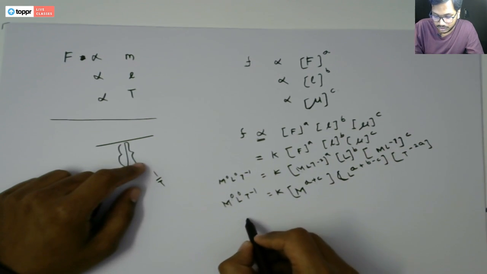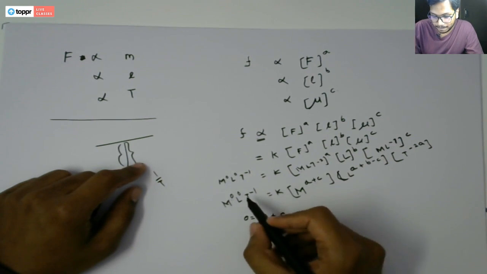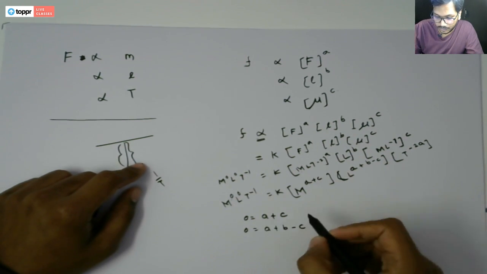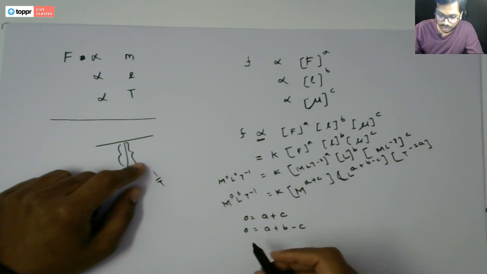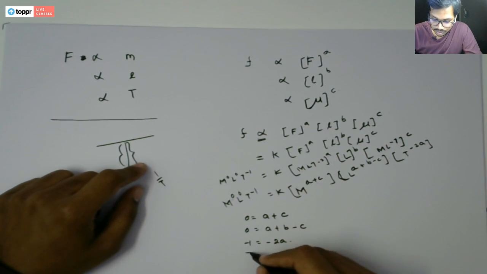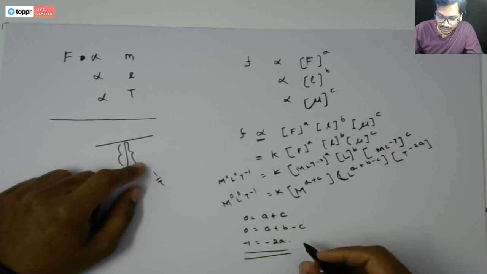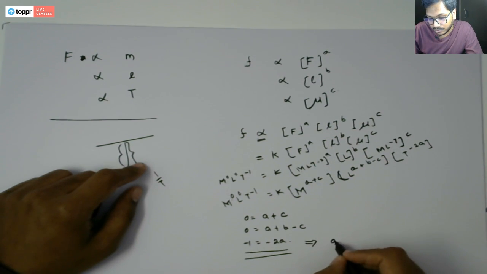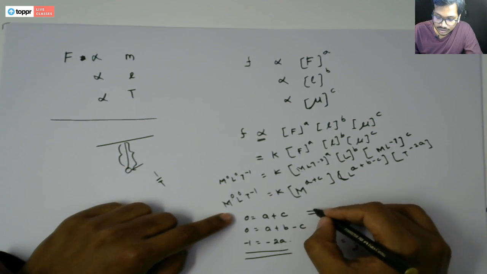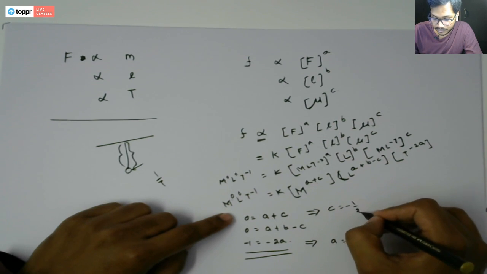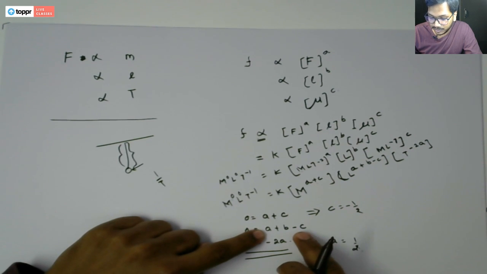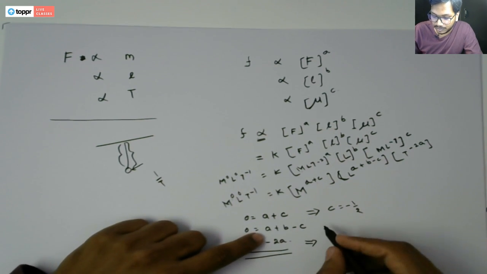0 is equal to a plus c. 0 is equal to a plus b minus c. And -1 is equal to -2a. Okay. Now from this equation, because it does not have a zero value, we can find the value of a. So value of a works out to be half, correct? Now let us put this value of a in this equation. So from this, value of c works out to be minus half. And let us put a is equal to half here, c is equal to minus half. So minus into minus plus half, 1, and therefore b will be equal to 1, correct?